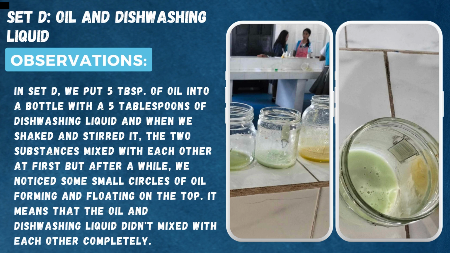In set D, we put 5 tablespoons of oil into a bottle with 5 tablespoons of dishwashing liquid, and when we shake and stir it, the two substances mix with each other at first, but after a while we notice some small circles of oil forming and floating on the top. It means that the oil and dishwashing liquid did not mix with each other completely.